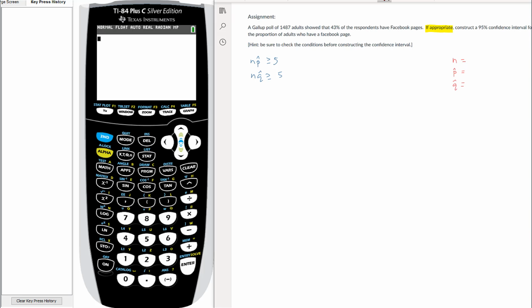So n is equal to the sample size. The sample size is 1,487. And then p hat is the proportion of success or probability of success. In other words, it's the proportion of respondents that actually have Facebook pages. In the example, it says that 43% of the respondents have Facebook pages. So we're going to write this as 0.43.